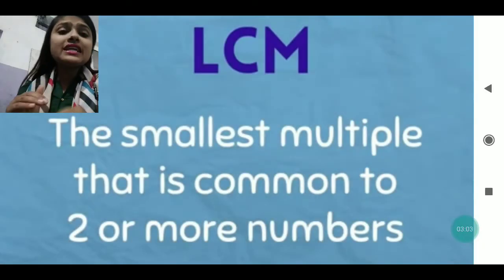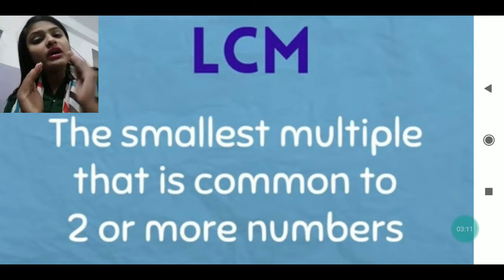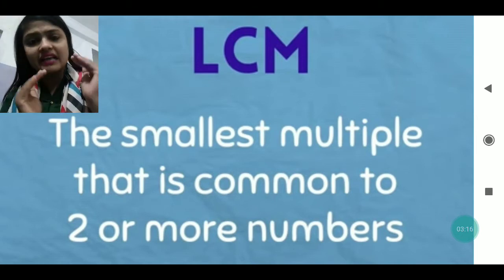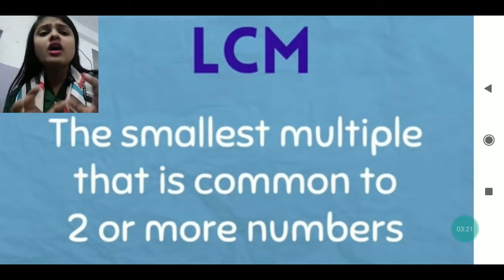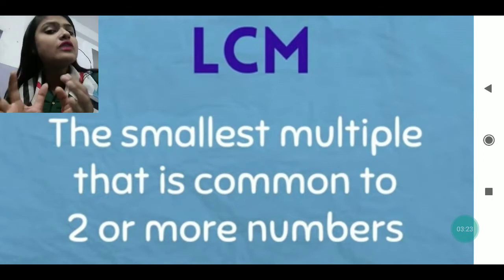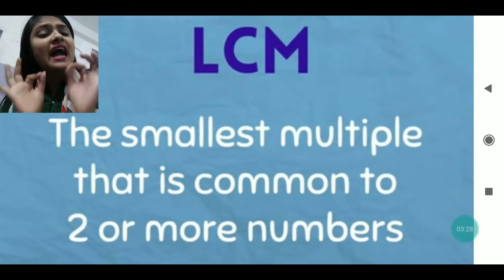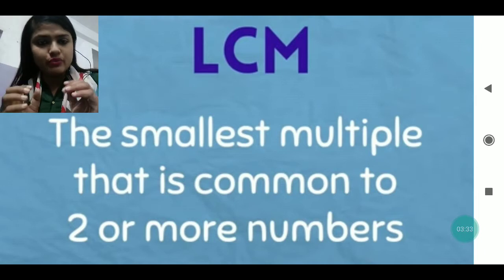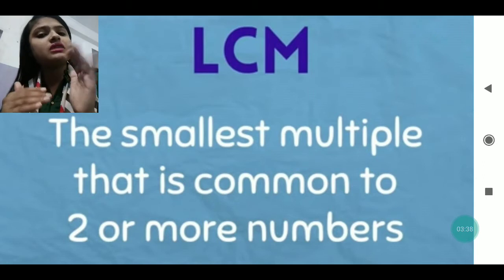Now see, what is LCM? It is the smallest multiple that is common to two or more numbers. In HCF we were picking up the highest number, the one having the greatest value. But in LCM we generally pick up and write the common number which is the lowest among the numbers given to you. Two numbers can be given, or three numbers can be given, and you have to find the LCM of those numbers.